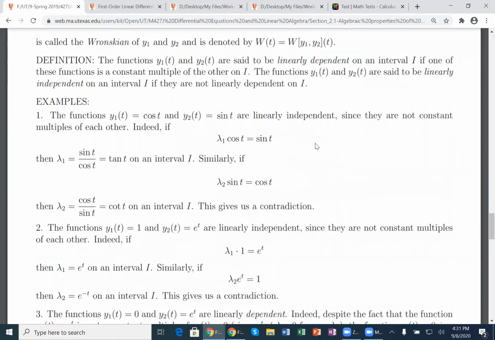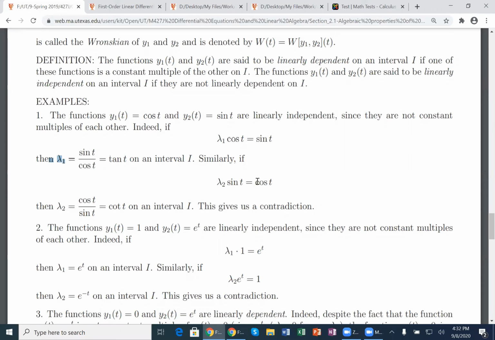In order to show that they are linearly independent, we have to prove that cosine is not a constant multiple of sine, and sine is not a constant multiple of cosine. How do we prove it? Well, assume to the contrary that sine is a constant multiple of cosine. If we divide both sides by cosine, we will get this. But sine over cosine is tangent. This is a contradiction. Tangent of t is not a constant function.